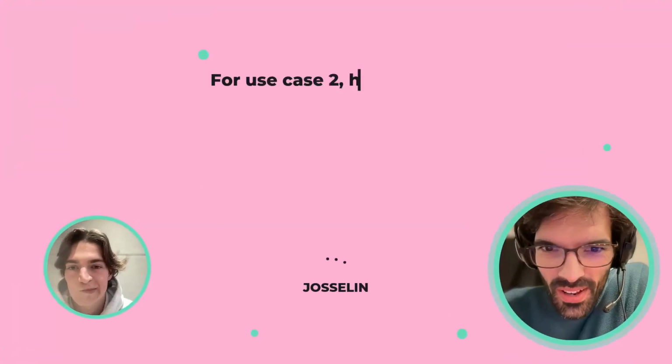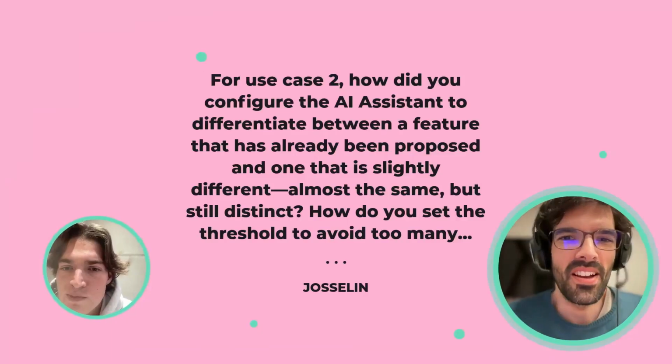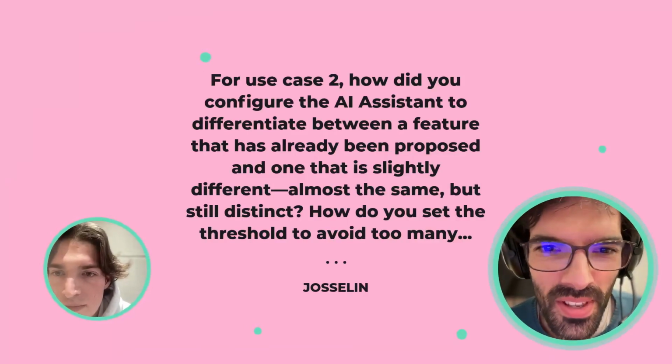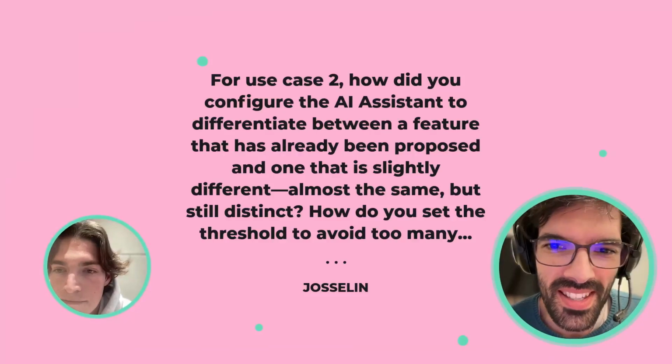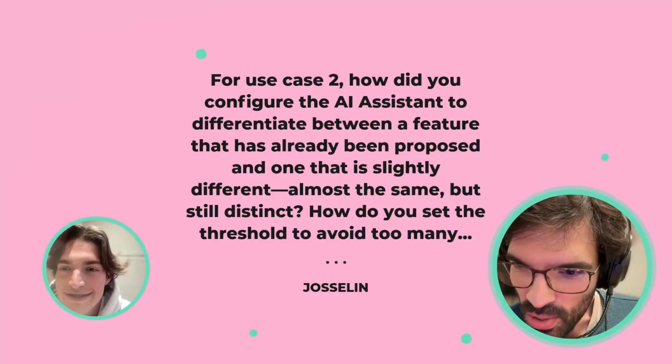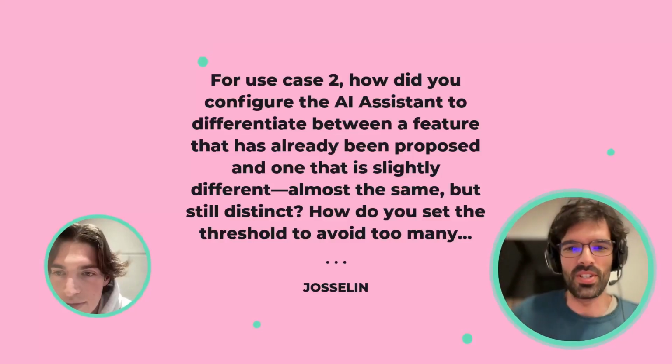Awesome. So Leo, we have a few questions for you. How did you configure the AI assistant to differentiate between a feature that has already been proposed and one that's slightly different, almost the same, but still distinct? How do you set the threshold to avoid too many duplicates while still retaining valuable information?